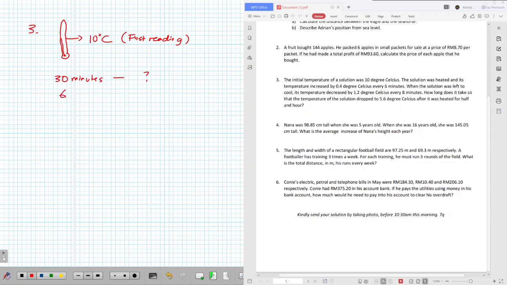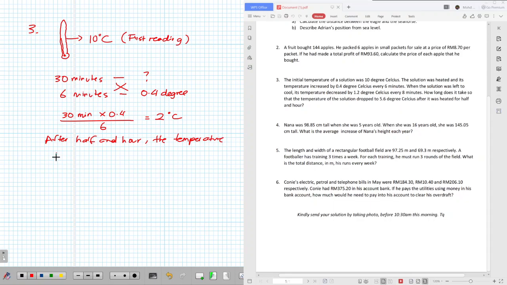We know that every 6 minutes is 0.4 degrees. So if we do this, 30 minutes times 0.4 divided by 6. If we do the calculation, 30 times 0.4 divided by 6, you will get 2. So this 2 is the temperature, 2 degrees Celsius. After half an hour, the temperature increased by 2 degrees Celsius.